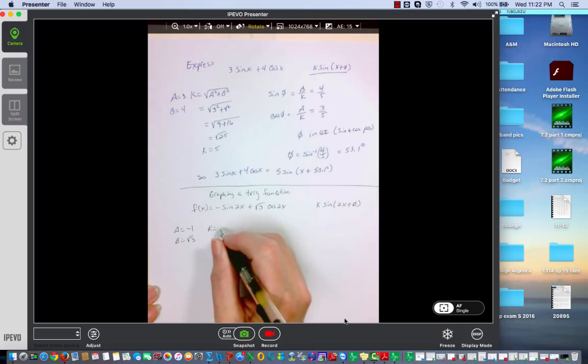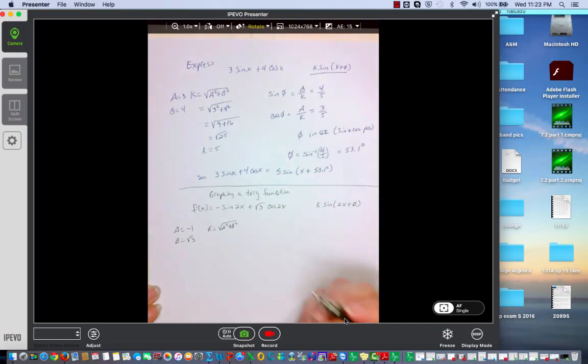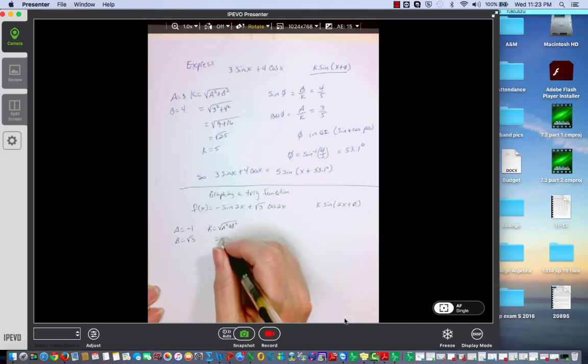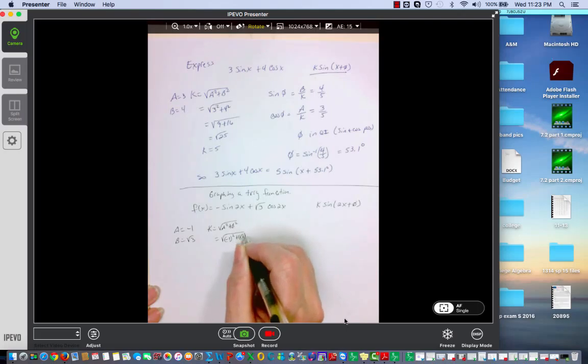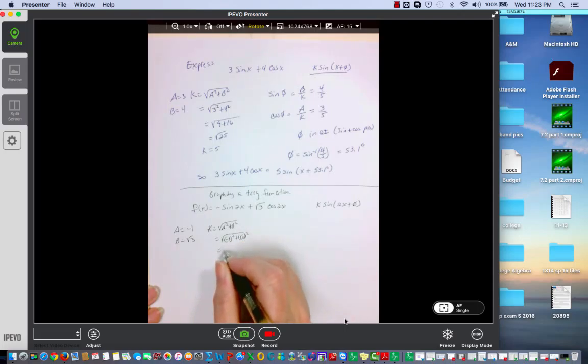So k will be equal to the square root of a squared plus b squared, which is going to get us the square root of -1 squared plus square root of 3 squared. -1 squared is 1. Square root of 3 squared is 3. So that'll equal the square root of 1 plus 3, which is 4. Square root of 4 is 2.